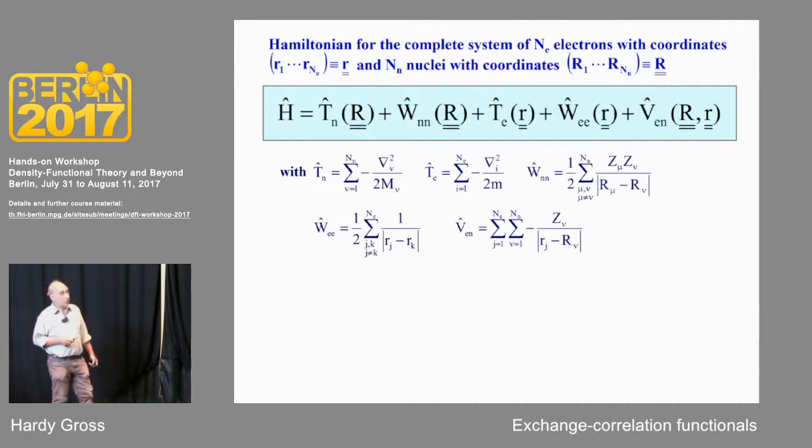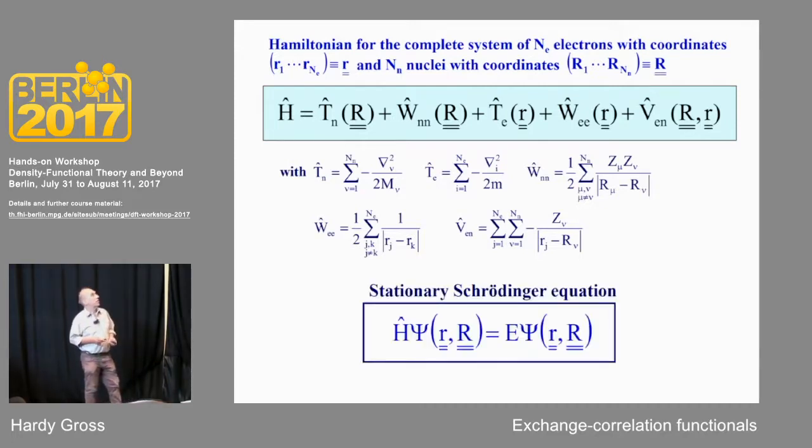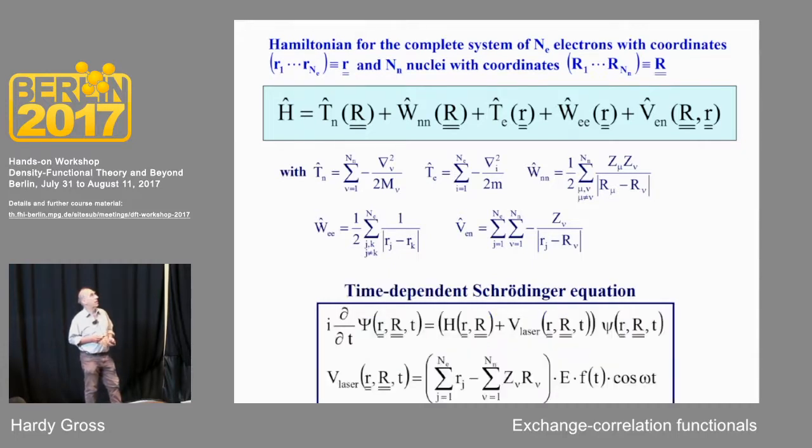And with this Hamiltonian, in principle, at least, we have to solve either the stationary Schrödinger equation, or if there's an external driving field like a laser, the time-dependent Schrödinger equation. Now, this is a formidable task. The wave function and the Hamiltonian depends on all the coordinates of the electrons in the system, all the coordinates of the nuclei in the system, and everybody interacts with everybody else.